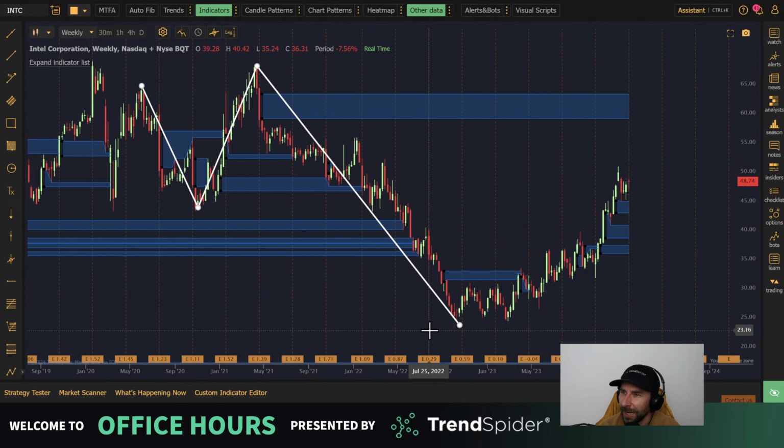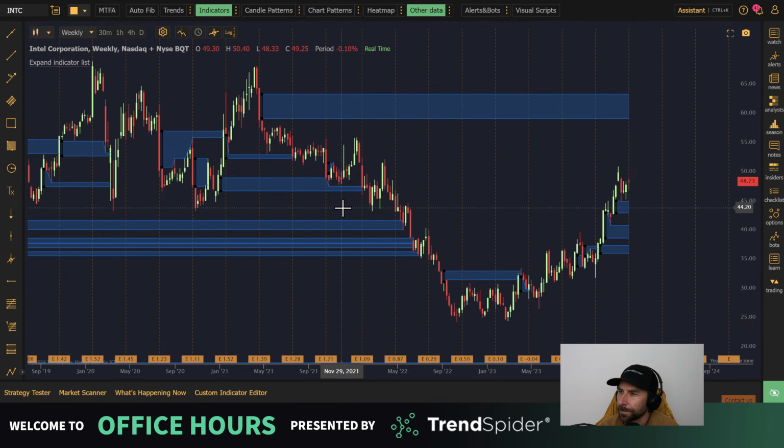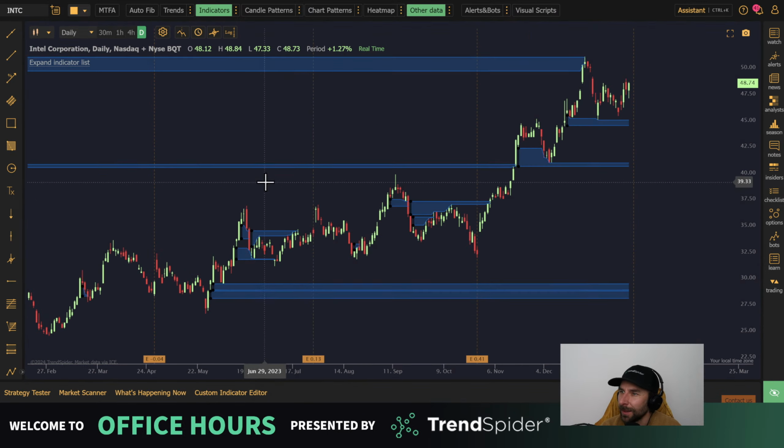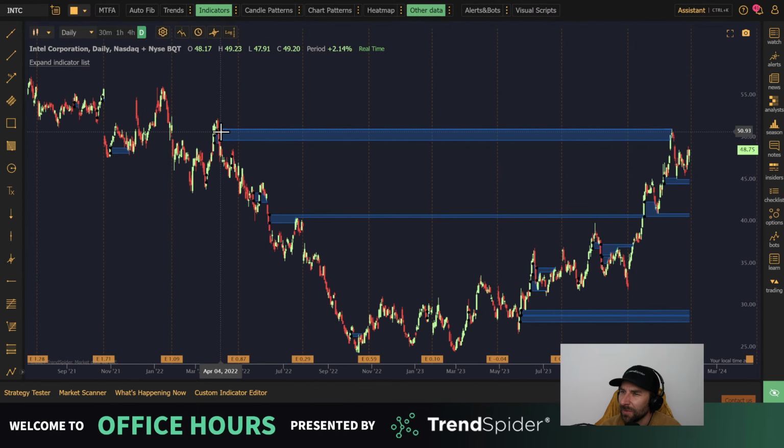Big structural break right here. This brings you up to the top of that fair value gap, 65 bucks or so. That is a ways away. I don't know how fast this stock moves. Looks like it's a pretty slow mover. So I don't know if it's fair to anticipate that continuation. But yeah, filled this big fair value gap right here. Nice rejection at the very, very top of it.